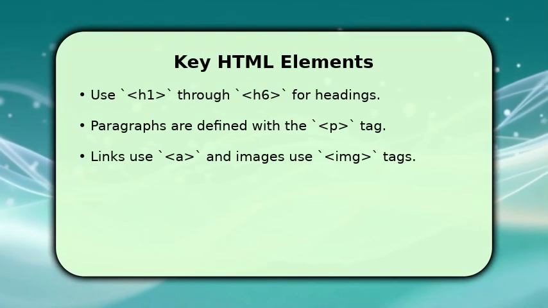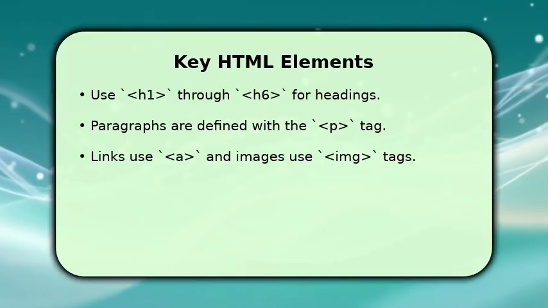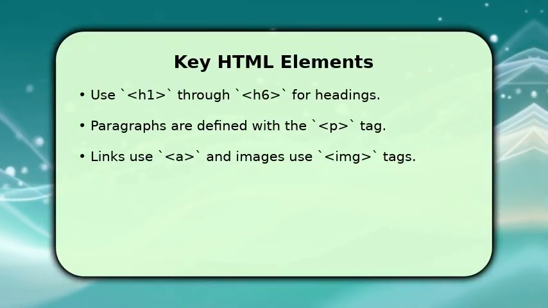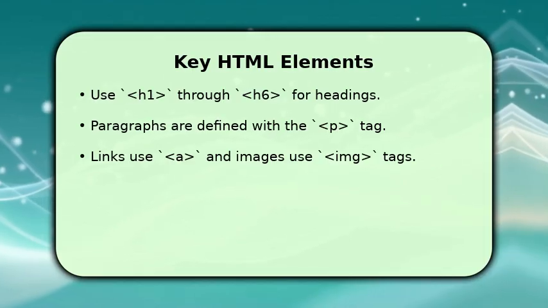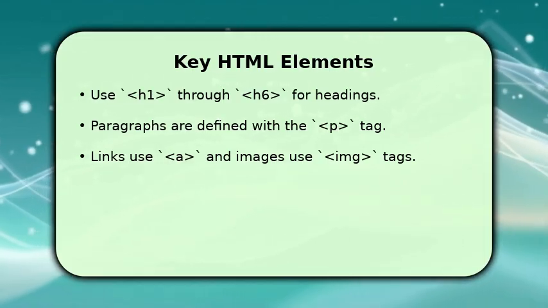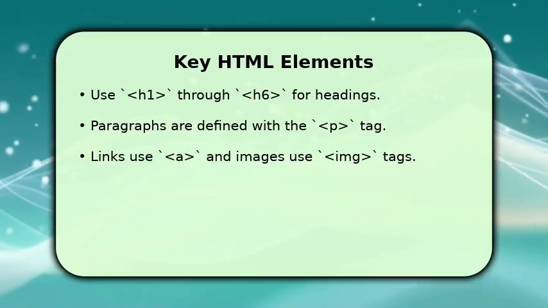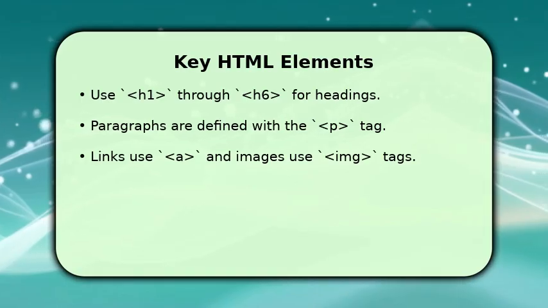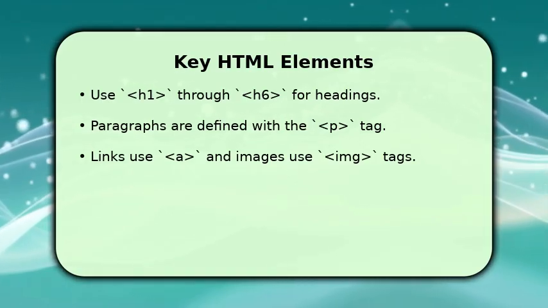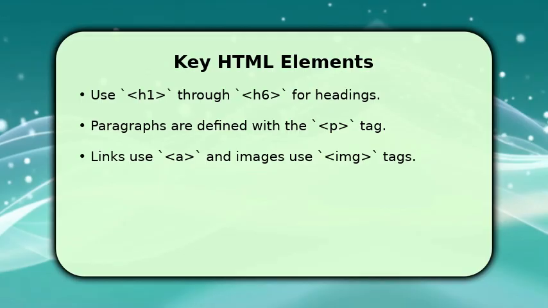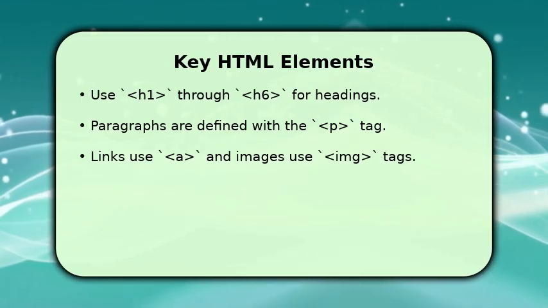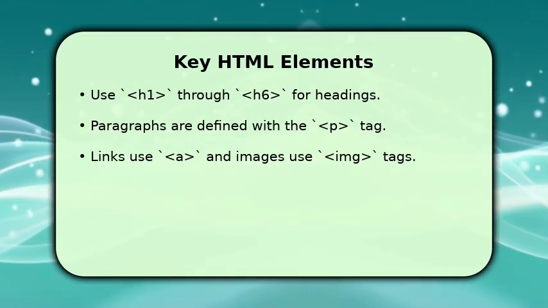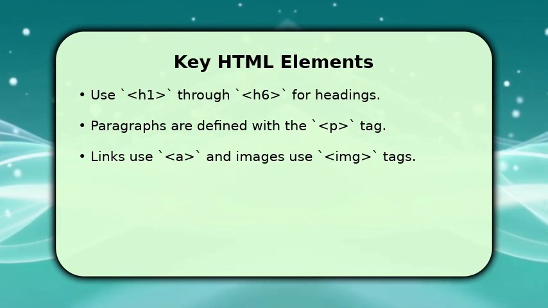Now let's explore some common HTML elements you'll use daily. Headings are created using H1 through H6 tags, with H1 being the most important. For regular text, you'll use the P tag to define paragraphs. To add links, you'll use the a tag, specifying the destination with the href attribute. Images are embedded using the img tag, requiring a src attribute for the image path. These elements form the building blocks of your web content.